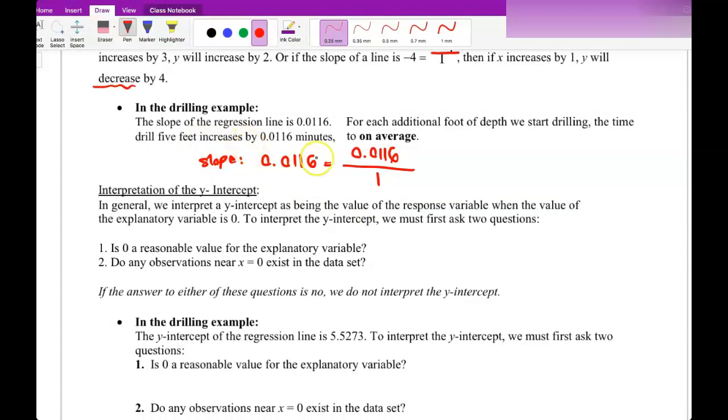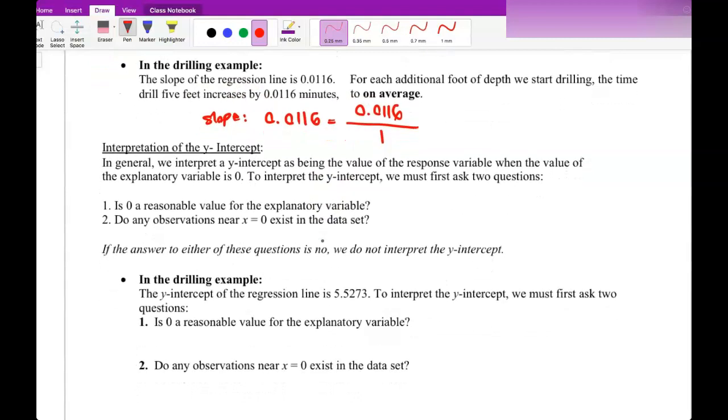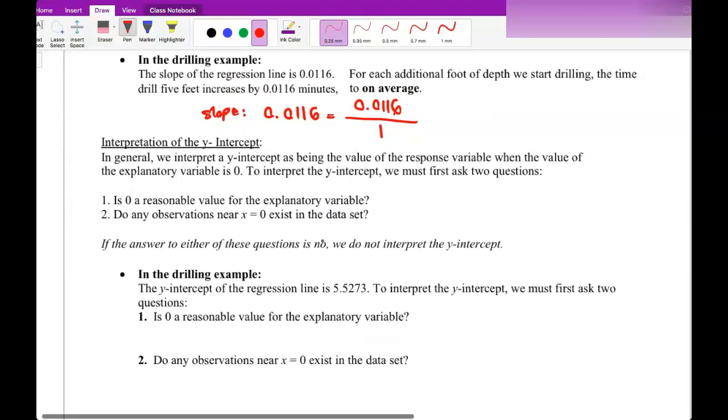Once again, it's increasing because we have a positive number. Okay, interpretation of the y-intercept. In general, we interpret the y-intercept as being the value of the response variable. So y is always our response variable and x is explanatory. So here again we have the same thing.